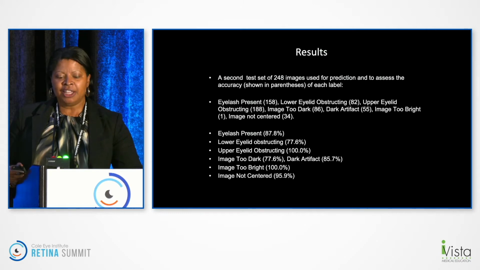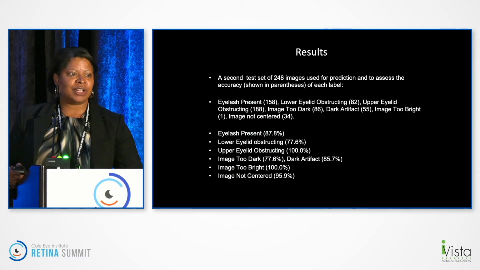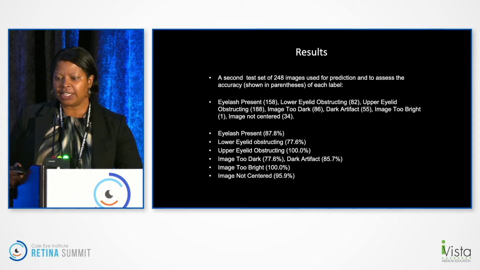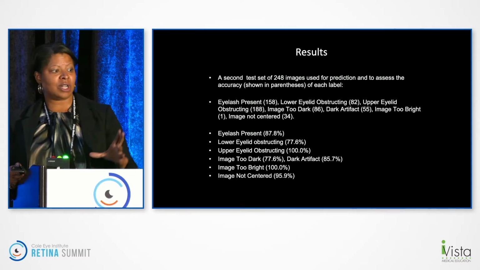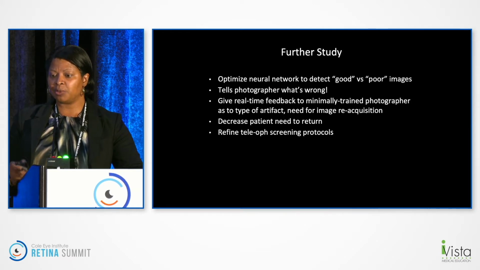Okay. And then we took a second test set of images used to predict and assess the accuracy of each of the types of artifacts that you see here. So with the eyelash present, you can see the percentage of accuracy that we were able to say this is why the picture is not good. So eyelash present, about 87.8%, lower lid obstructing the image, upper eyelid obstructing the image, image is too dark, image is too bright, image just not centered. Okay. So with a very simple algorithm, at least for the computer science folks, they're able to give us feedback and tell us whether or not your picture is good enough to be able to diagnose disease, and if so, even what kind of artifact is present.